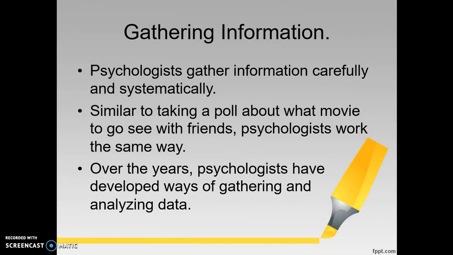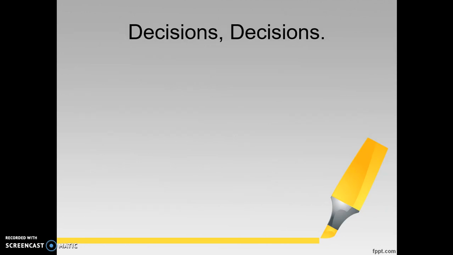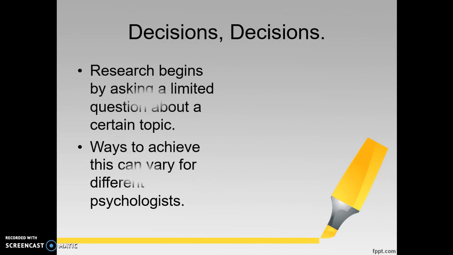Now, over the years, psychologists have developed ways of gathering and analyzing data as well. So, decisions. Research begins by asking a limited question about a certain topic, such as why does a baby cry when its mother takes its rattle away? And then maybe the baby smiles and laughs again when the rattle is given back. We might ask why that is, or maybe why one baby cries when the rattle is taken away and another baby does not cry. That might be a question for psychologists.